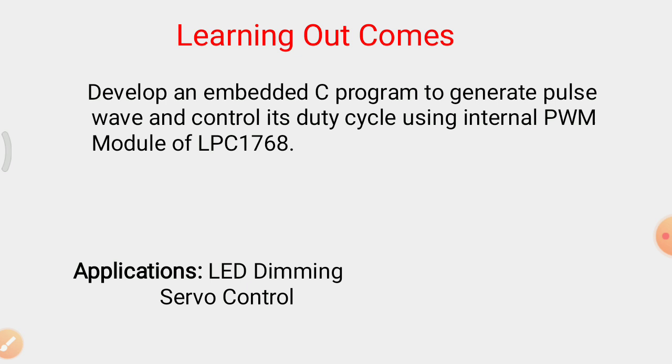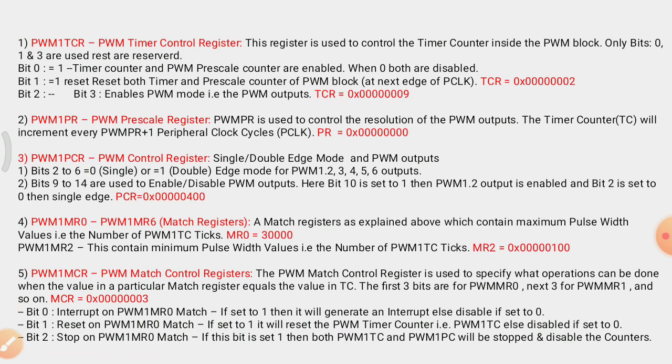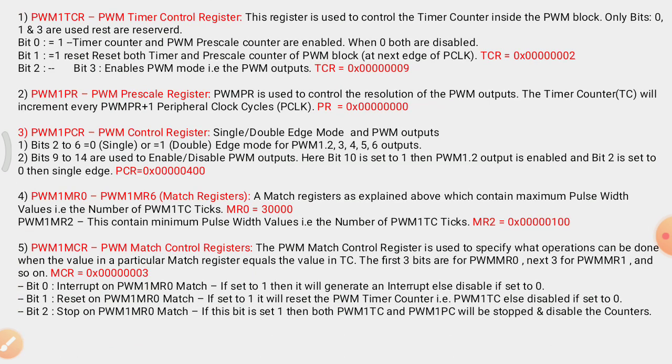This PWM is mainly applied in LED dimming and servo motor controls. Today we will see an LED dimming application with this program. Before going to the program, we should understand all the registers of pulse width modulation.